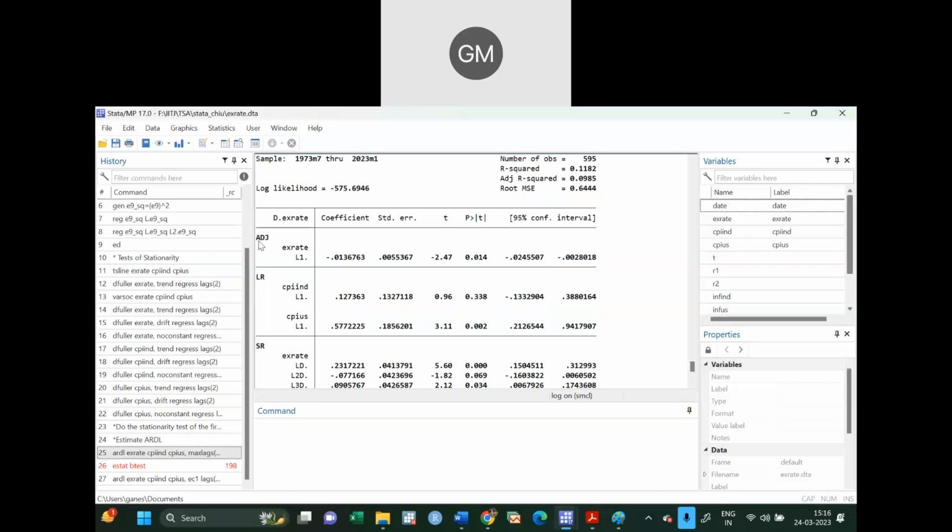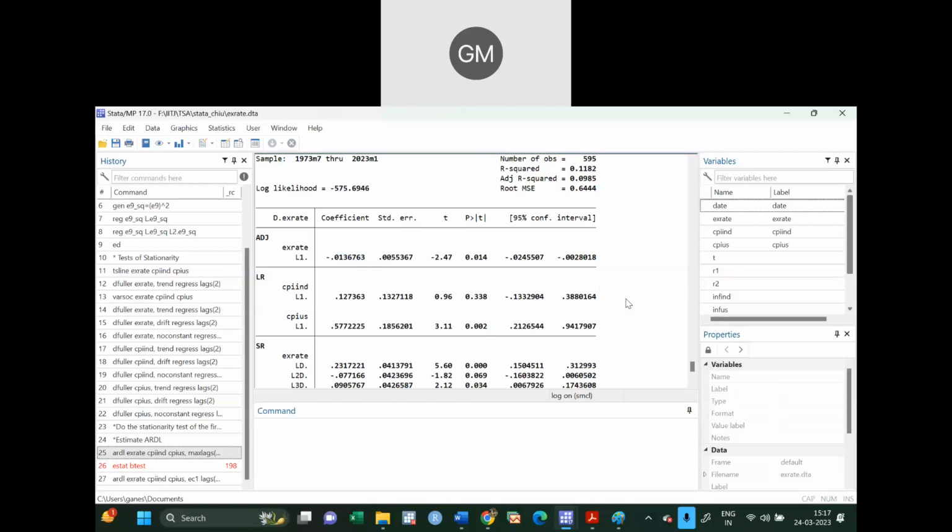This error correction term is the adjustment term, and this is important. This has to be negative. What it means is that 1.3% of the deviation of the exchange rate is going to be corrected within one period, right? Within one period. This has to be negative. Negative basically tells you about the stability condition. It means it's going to pull down the deviation towards the stable equilibrium.